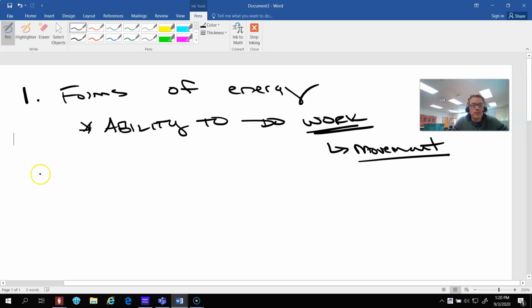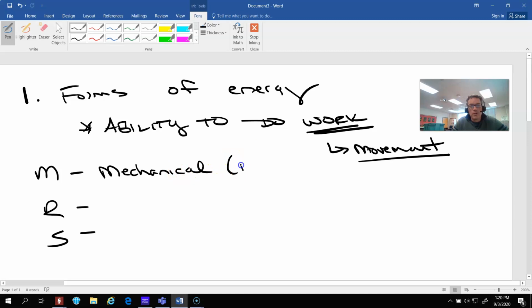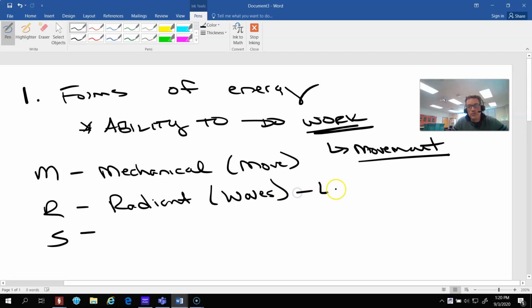We've got 7 different forms, and we went through this with our Mrs. Chen. So we had M and R and S. All right, so this was mechanical. We typically think of things moving as being mechanical. This was radiant. This was energy moving in the form of electromagnetic waves. Most commonly was light. But light is not the only radiant energy.